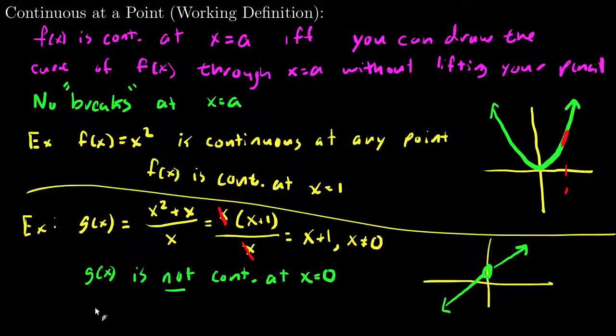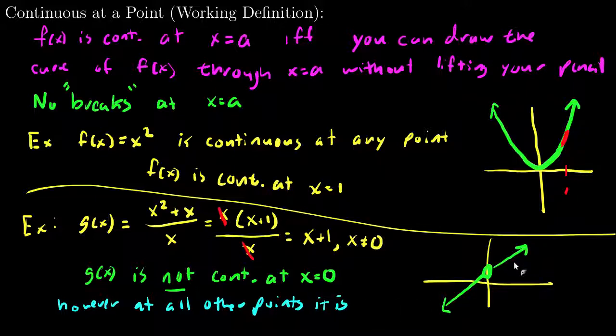However, it's worth noting that at all other points, it is continuous. So at x equals 1, that's fine because I can just draw straight through there. Just because there is a break somewhere on the graph doesn't mean that there are no places where it's continuous.